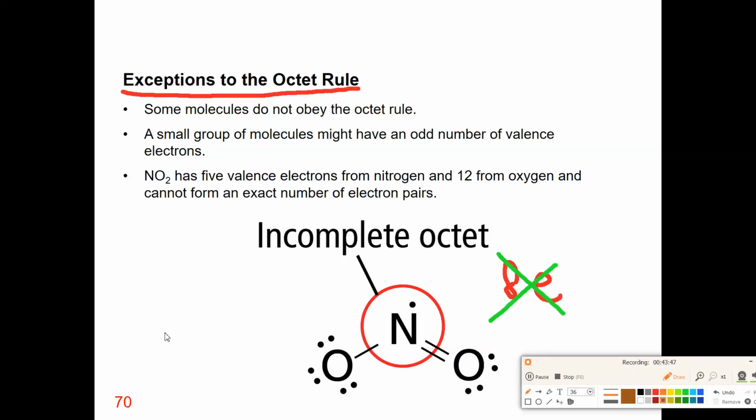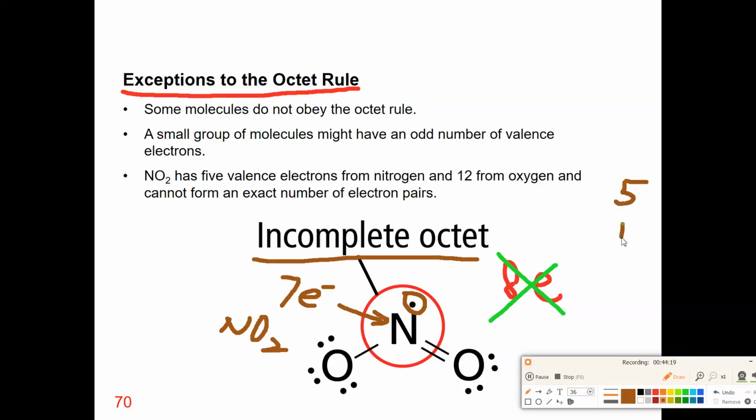In this case, nitrogen dioxide, the central nitrogen has an incomplete octet, meaning less than 8 electrons. Here it's 2, 4, 6, 7. So this central atom has 7 electrons. It's not an 8-electron octet. This most often happens with group 5 elements, like nitrogen and phosphorus, because they most of the time have an odd number of electrons.